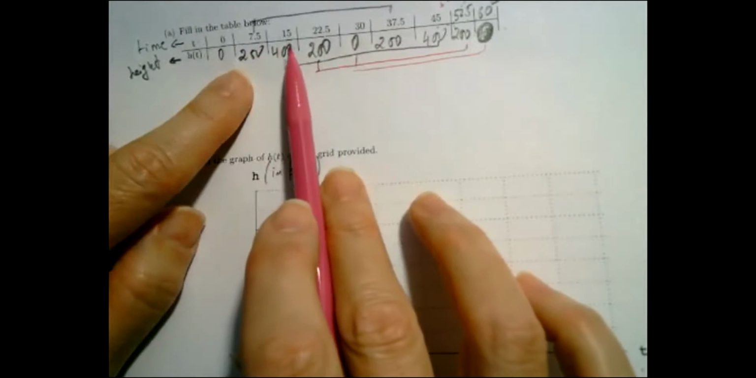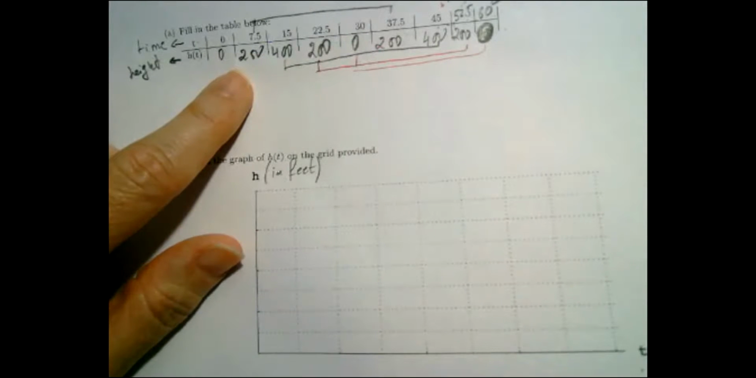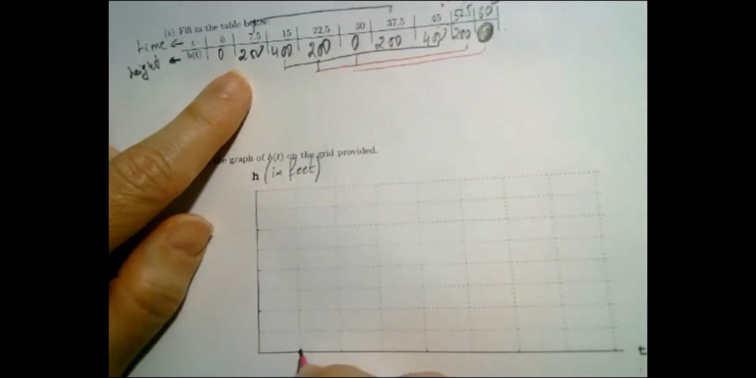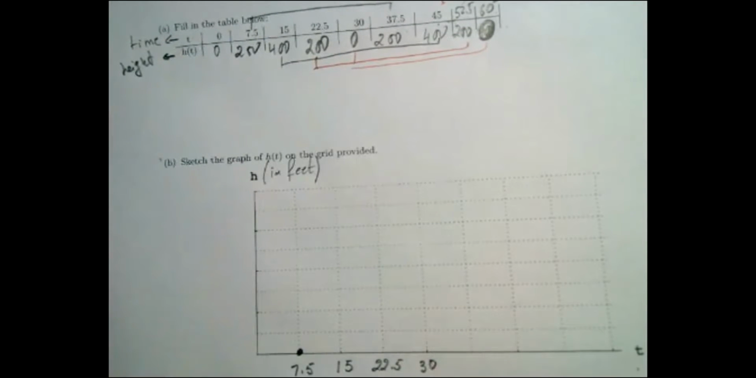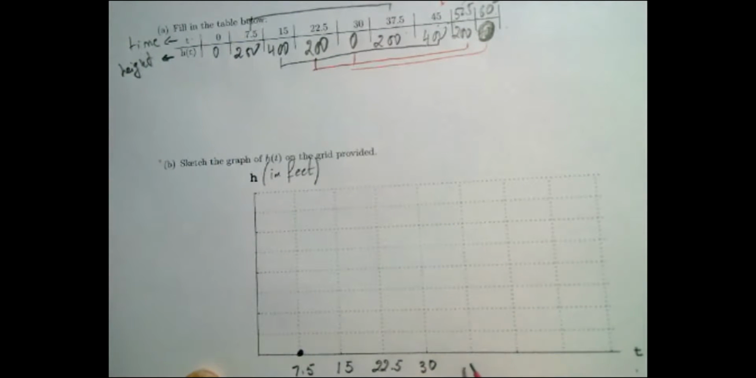And from this table, we realize 0, 7.5, 15 are good numbers to take on the t-axis. So I'm going to take that point to be 7.5. This is 15, 22.5, and 30. And then I start adding the 7.5. So it's going to give me the 37.5, the 45, the 52.5, and the 60. Okay, so we're going to graph it very carefully.